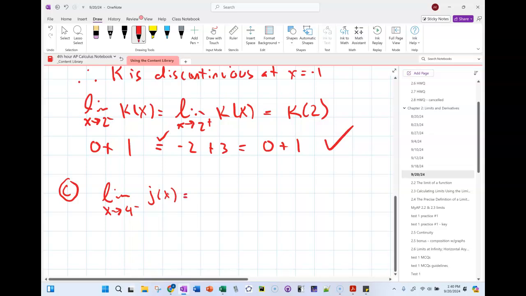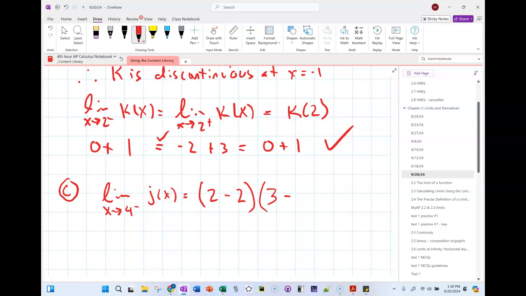So when I do that, what do I get for f as x approaches 4 from the left? 2, I heard, right? And then what about g? We're looking at 4 from the left. Negative 3, right? That gives us 0.